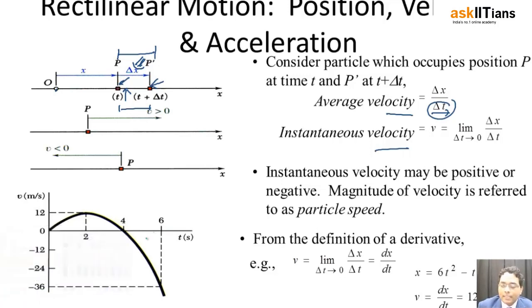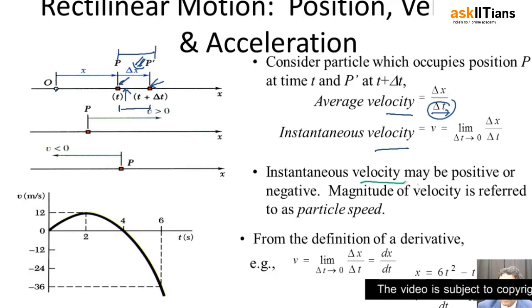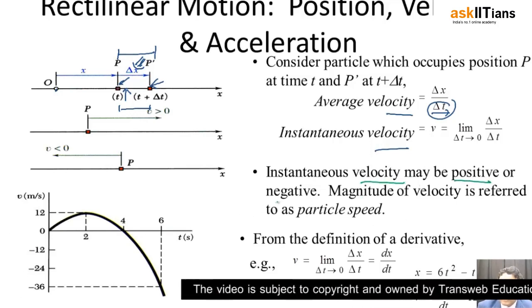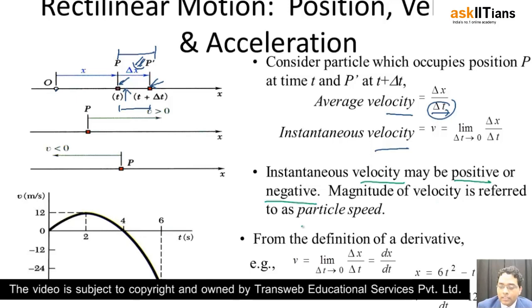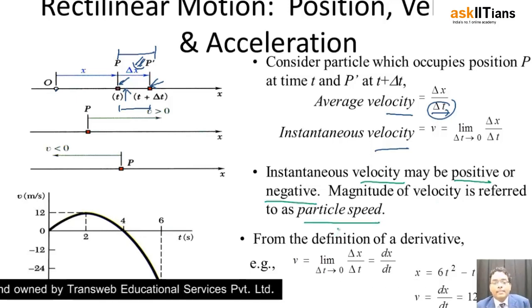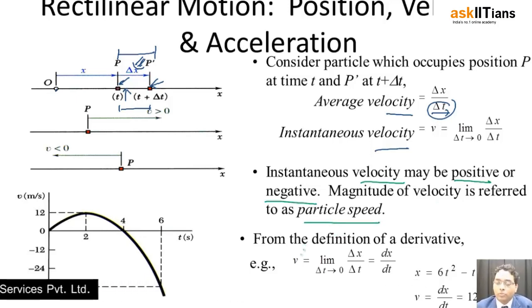The instantaneous value of velocity may be either positive or negative. Its magnitude is known as the particle speed, because that is the speed with which the particle is actually moving. Now, if you remember, we defined the displacement of the particle as 6t square minus t cube.